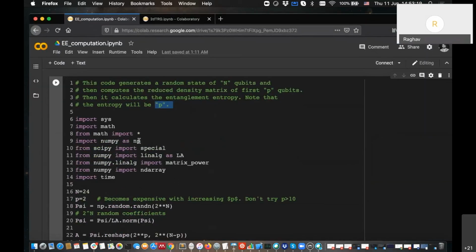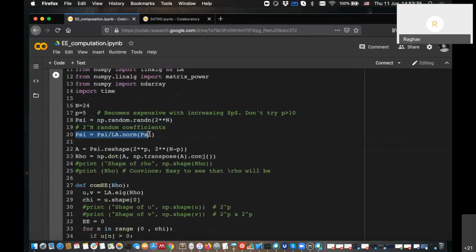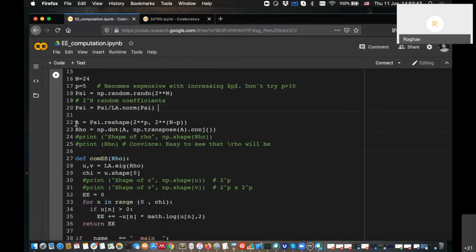So we import all the usual stuff here. Let's say we take n equal to 24 spins, but we divide it into 5 spins and 19 spins. So psi will have 2 to the power n components. We normalize psi by its norm so that the density matrix is normalized, and then we reshape psi into 2 to the p by 2 to the n minus p. This is making it into A and B subsystems, right?